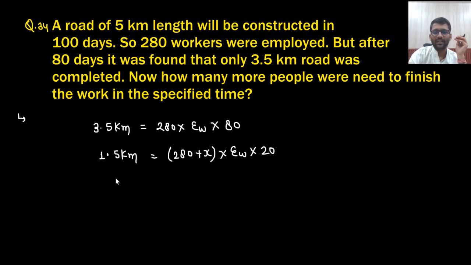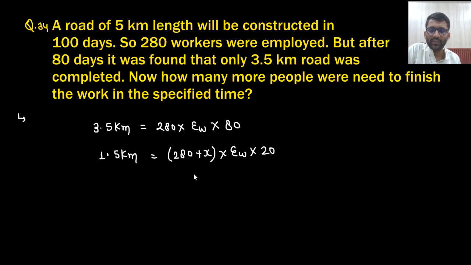280 people worked, then 3.5 kilometer was completed. Now 280 plus X will work. Now how many more people do you need? So 280 plus X, X more people you need to complete the work in the specific time. That means 1.5 kilometer road should be constructed now. Are you understanding this point?